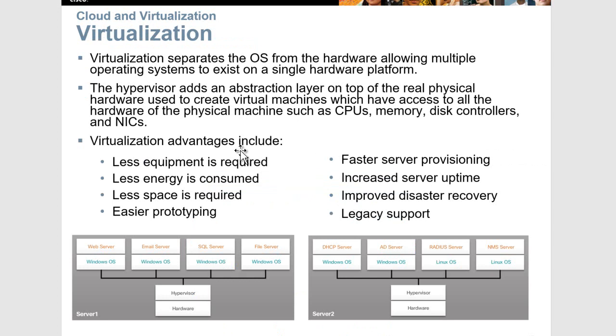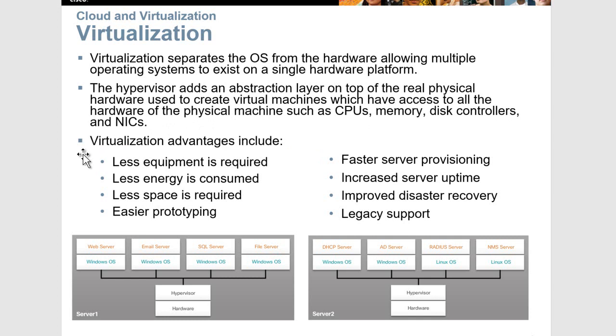Next, we have virtualization. Virtualization separates the OS from the hardware, allowing multiple operating systems to exist on a single hardware platform. For instance, you could have several servers existing on a single piece of hardware: a web server, email server, SQL server, file server, all running on one piece of hardware. The hypervisor adds an abstraction layer on top of the real physical hardware to create virtual machines which have access to all the hardware of the physical machine, such as CPUs, memory, disk controllers, and NICs. Okay, they can't all be using 100% at the same time, but they'll share the resources.